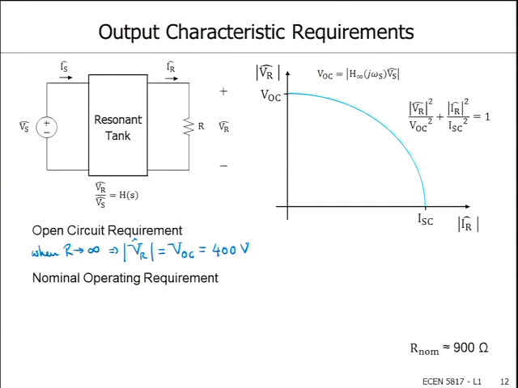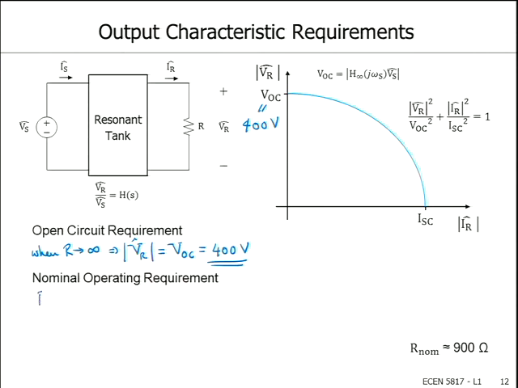So what that tells us is that any resonant tank or any resonant inverter is going to have an output characteristic that's elliptical, that's sort of shown here. And now we have one point through which that ellipse must pass, right? And that's this VOC. So this VOC must equal 400 volts. We have another requirement, which is the nominal operating requirement.